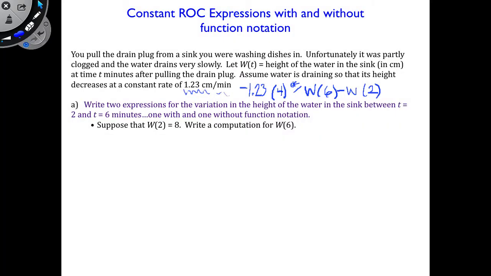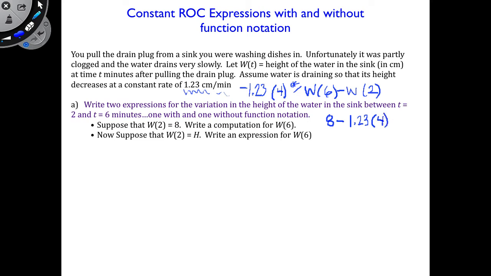If I want to know what the height of the water at time 6 is, just like that stuff with Z and the gigabytes of memory and all that at the beginning, if I want to find Y final, I need Y initial plus dy, the change in Y, or initial water height plus, in this case it's a plus a negative, plus that change. So we're starting at 8, and then dropping by 1.23 centimeters per minute for 4 minutes.